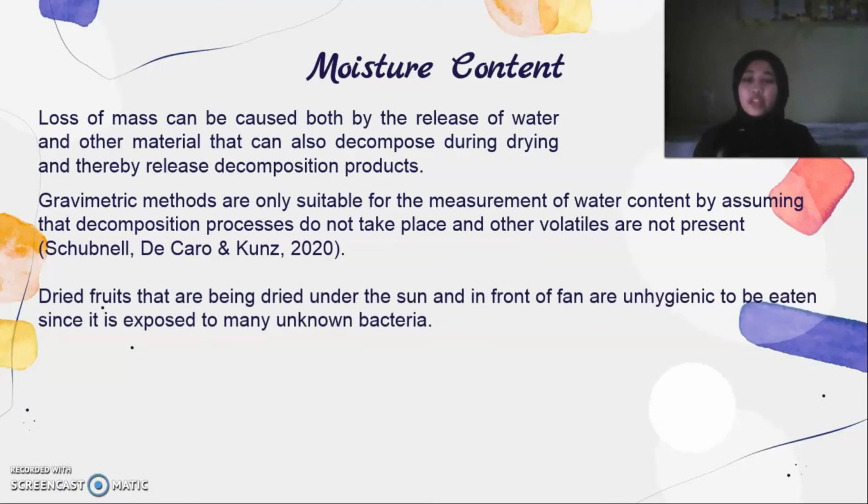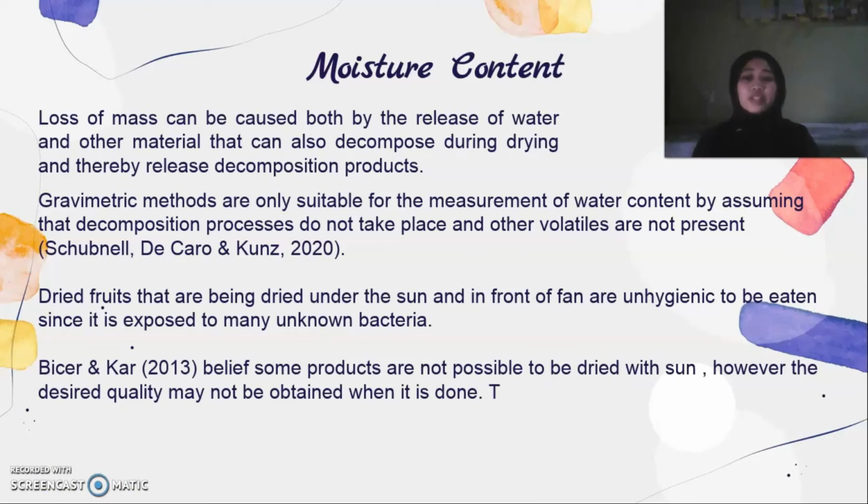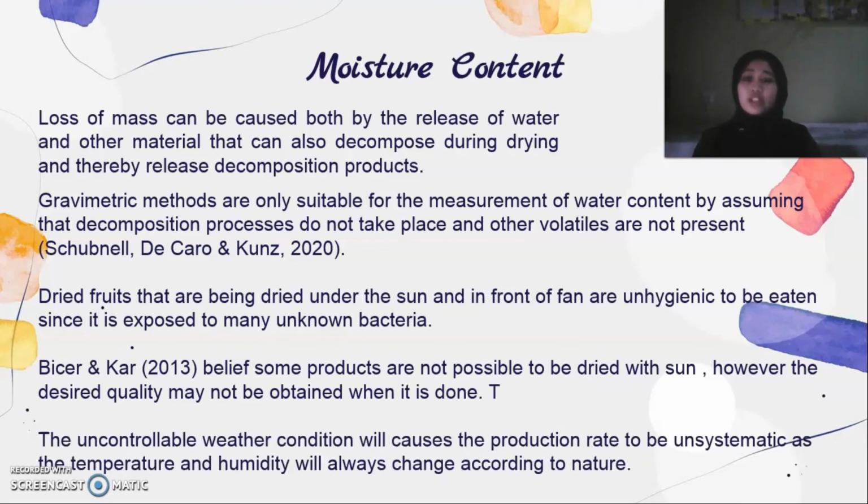The fruits dried under the sun and in front of the fan are unhygienic to be eaten, since they are exposed to many unknown bacteria. Weiser and Carr believe some products are not possible to be dried in the sun. However, the desired quality might not be obtained when it is done. Plus, the uncontrollable weather conditions will cause the production rate to be unsystematic, as the temperature and humidity will always change according to nature.